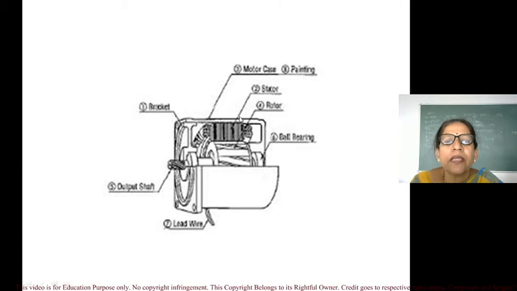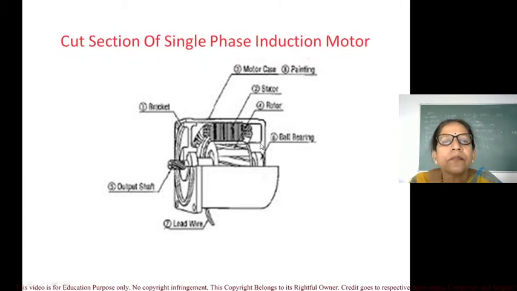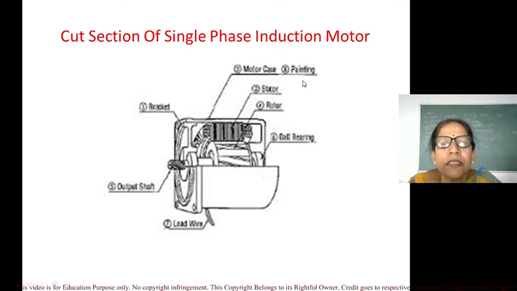The same diagram is shown here, the cut section diagram, the cut section of a single phase induction motor. So again, as we have studied already, this will be the outermost shaft. Then these are the lead connections. On the ends you will see ball bearings on the two sides of the shaft. Then this will be the rotor. Around the rotor there will be the stator.